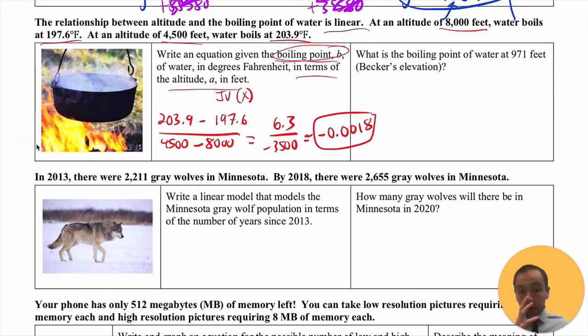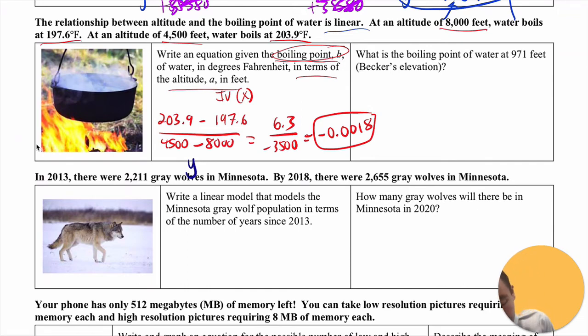So that would be the slope, which seems to make sense because there's a negative correlation between the altitude and the boiling temperature of water. Then we'd want to know the y-intercept, which we don't know, so we're going to have to put this into point-slope form to write the equation.